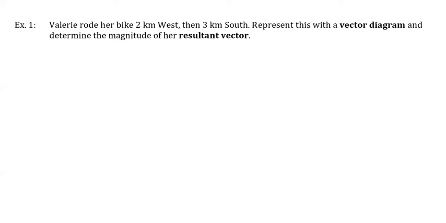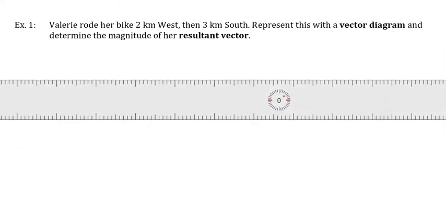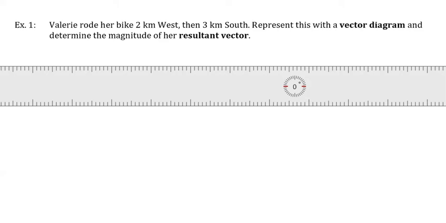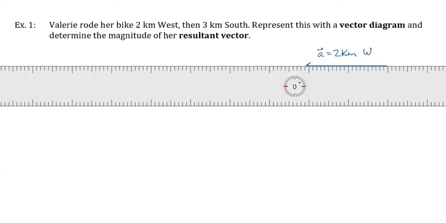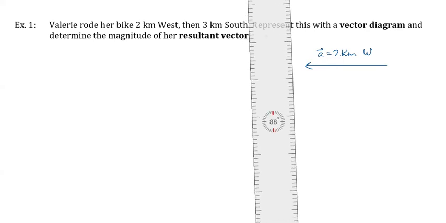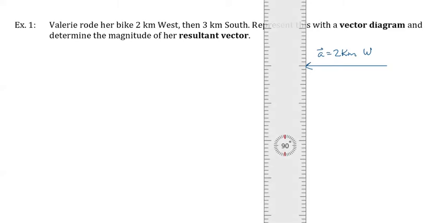So 2 kilometers west would be like 1, 2. I'm going to call this A. And then 3 kilometers south. One, two, three. And I'm going to call this B. So there's our vector diagram.